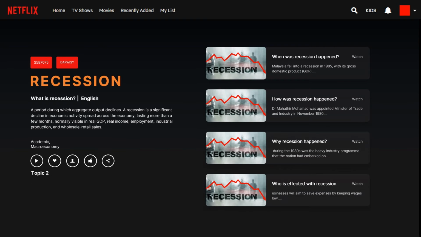What is recession? Recession is a period during which aggregate output declines. A recession is a significant decline in economic activity spread across the economy, lasting more than a few months, normally visible in real GDP, real income, employment, industrial production, and wholesale retail sales.